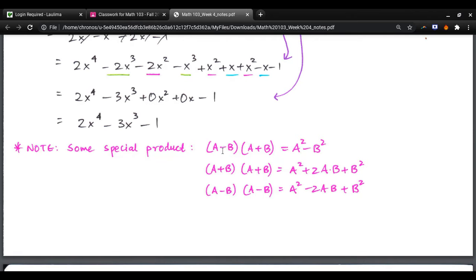The difference of two numbers times the sum of two numbers is the difference of their squares. The sum of two things multiplied with itself gives you a squared plus 2ab plus b squared, and a minus b squared gives you the same expression with a negative 2ab.